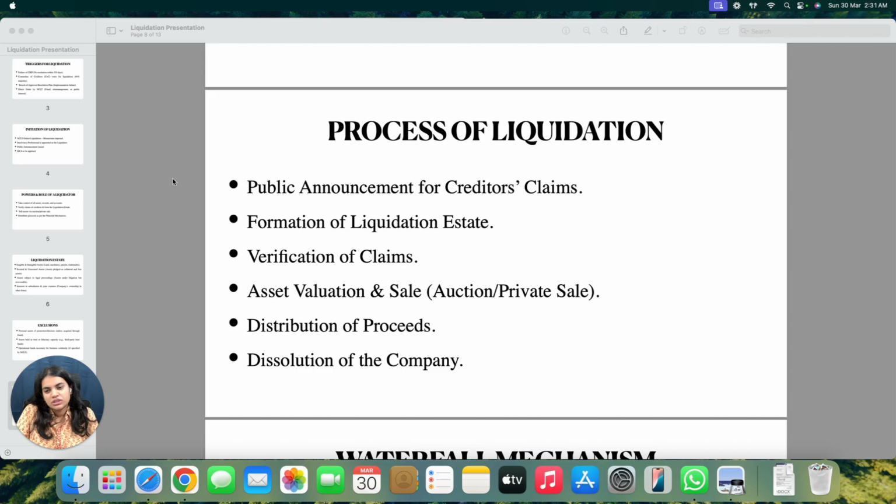So the liquidator is also required to create an asset memorandum. Like we have seen in the CIRP process, there is an information memorandum. An information memorandum essentially is given to the resolution applicants and the members of the COC. It contains all the details of the corporate debtor.